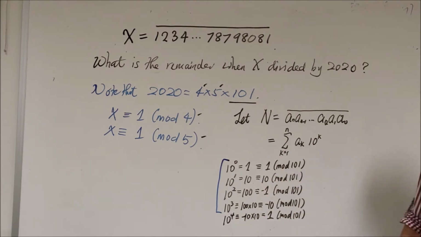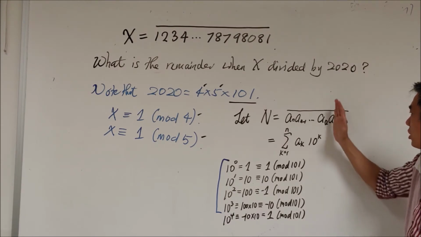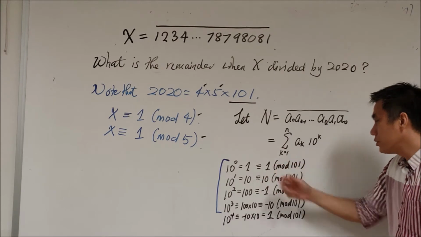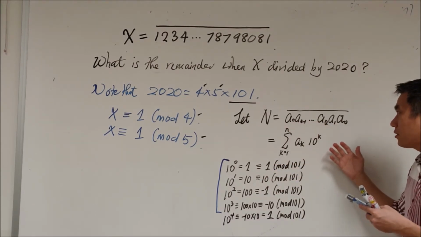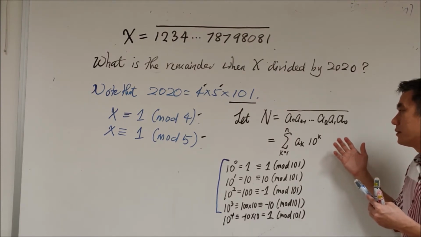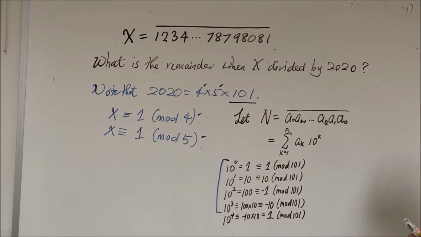Everything will be repeated. And what does it mean? It means that for any integer, we can chop the integer into blocks, where each block contains 2 digits, and then take the alternating sum. The remainder when the alternating sum is divided by 101 will be equal to the remainder when N is divided by 101.